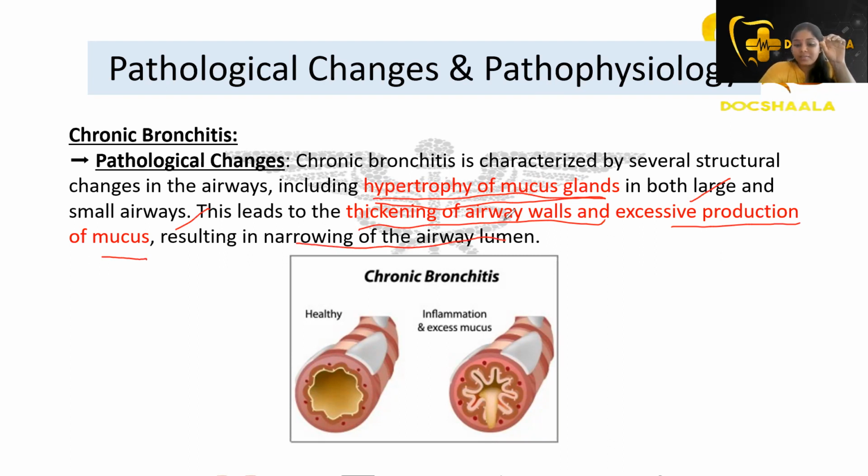As you can see in the image here, there is thickening of the airway walls. This is the healthy one and this is the diseased one. These walls are thickened, you can see. And with excessive mucus production, the lumen in the healthy one is broad, but here the lumen is very narrow. So these are the pathological changes which we see.